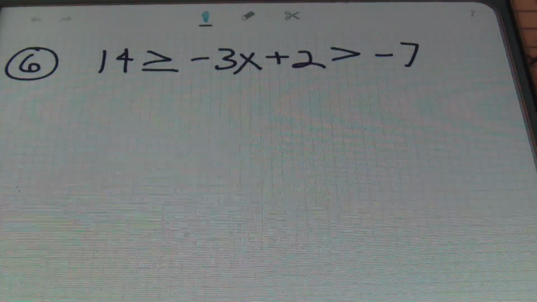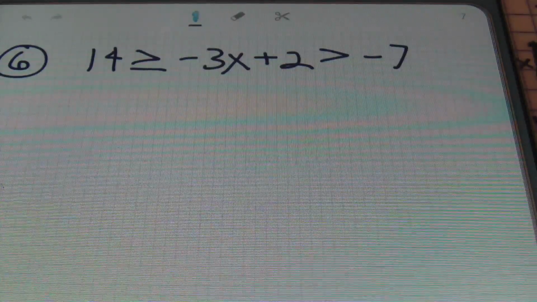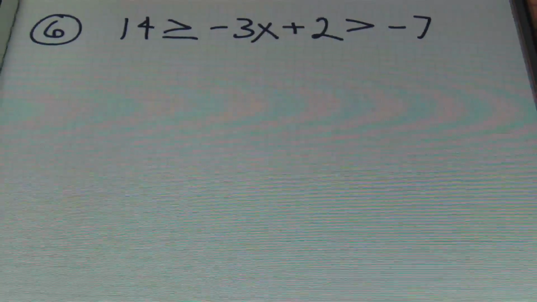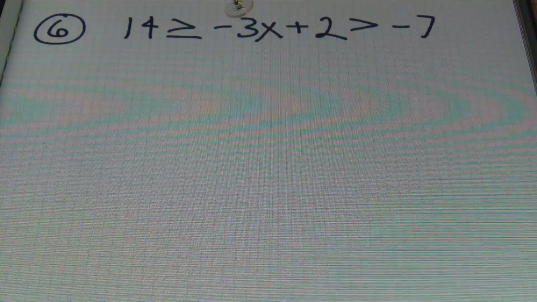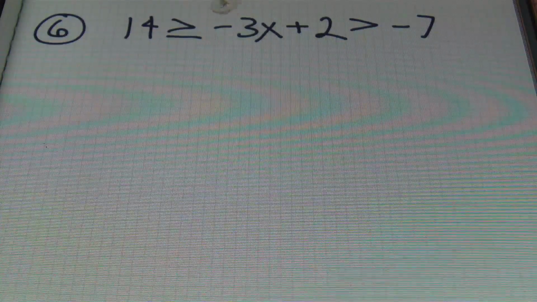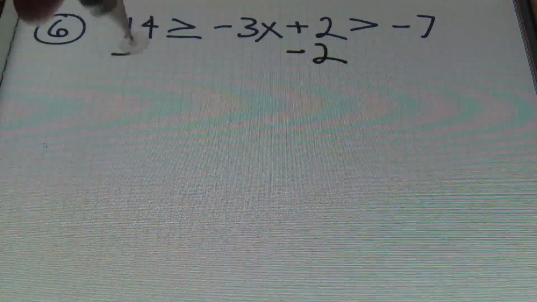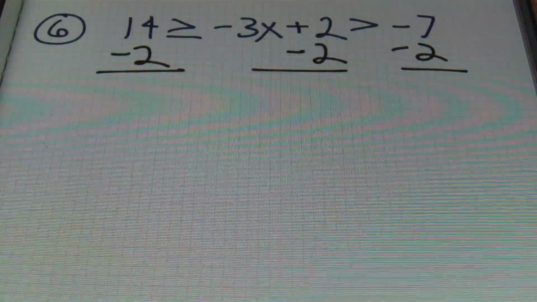Let's keep it moving. In problem number 6, we have 14 is greater than or equal to negative 3x plus 2, which is greater than negative 7. So once again, we're dealing with a compound inequality. In isolating your variable x here in the middle, whatever we do to the center, we also have to do to the left and the right. So let's start out by subtracting 2 from each part here. The middle, the left, and the right.